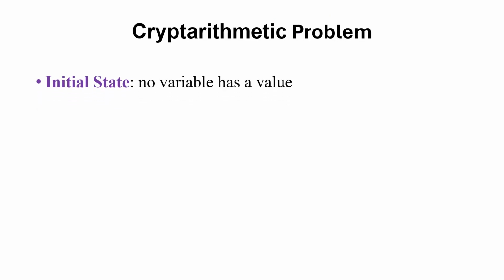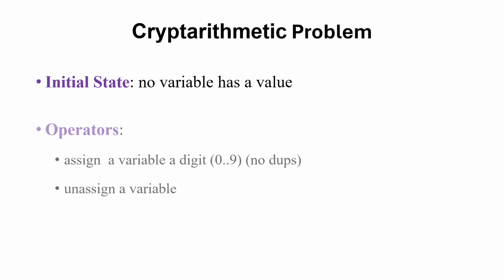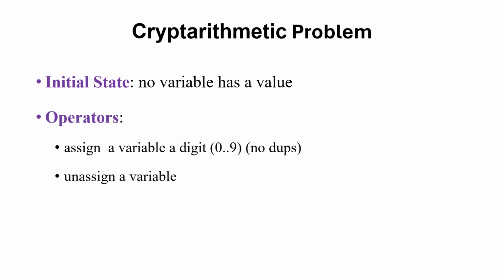Initially, no variable has a value. Then we have to find the value for each variable. The goal is that the arithmetic statement is true. That means if we assign 2 to variable A and 3 to variable B, then if we add A plus B, that should result in 5.